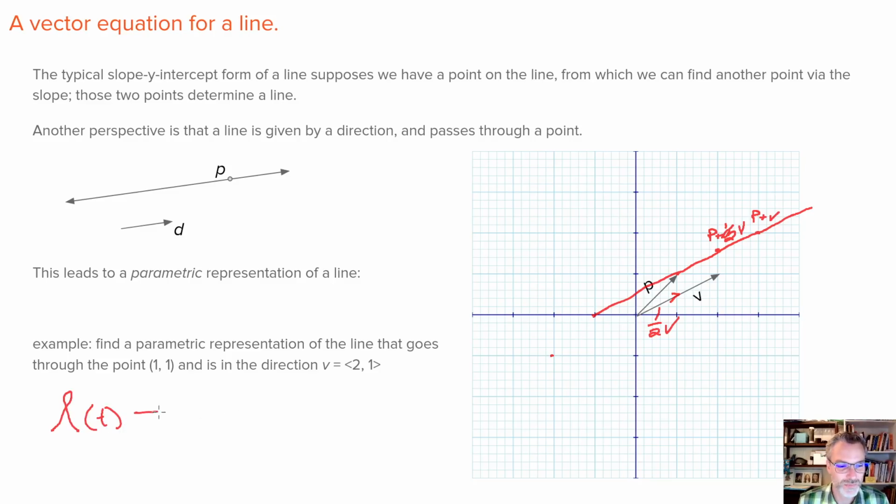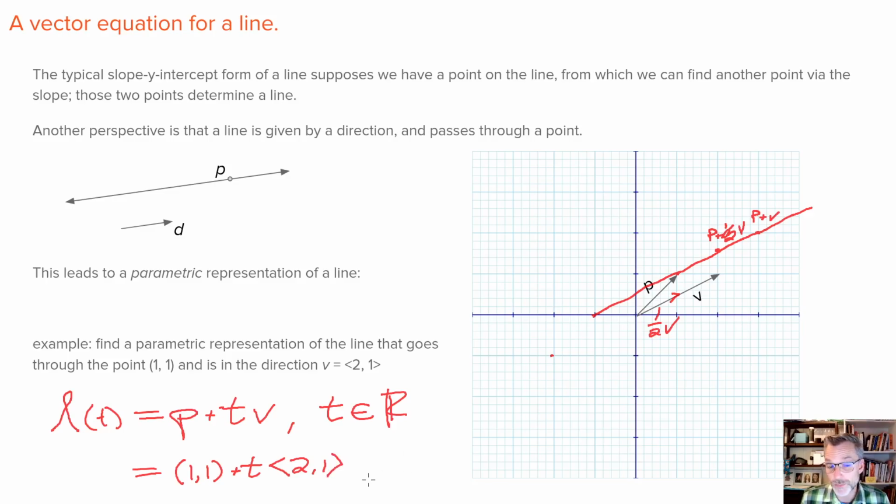L of t, L for line, is the point, plus all scalar multiples of the vector v. And we usually stipulate that this scalar t is a real number, so I write it as t is an element of the real numbers. Okay, and in this case, my p is (1, 1), and my v is (2, 1). And there we go. That sweeps out that entire line. This is known as the parametric equation for a line.